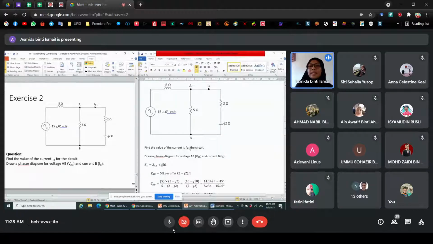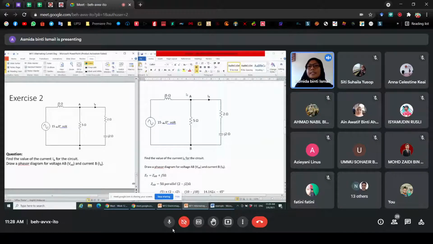Where is ZAB? ZAB is the impedance here, the total impedance here. The impedance here is 2 minus J2 ohms. So the impedance here and the resistance here are in parallel, so you need to find the value for the total impedance here.